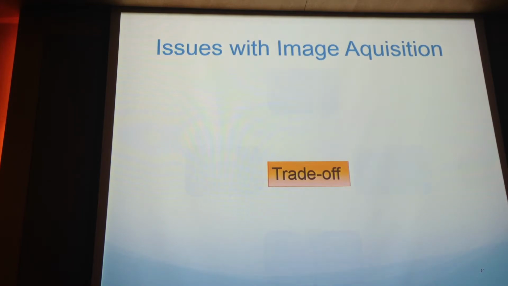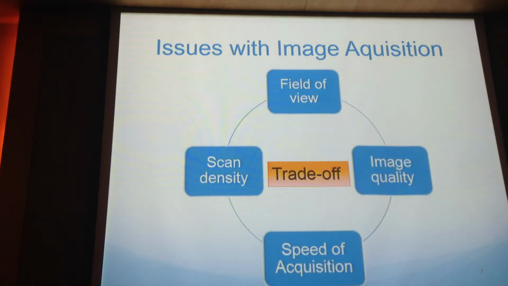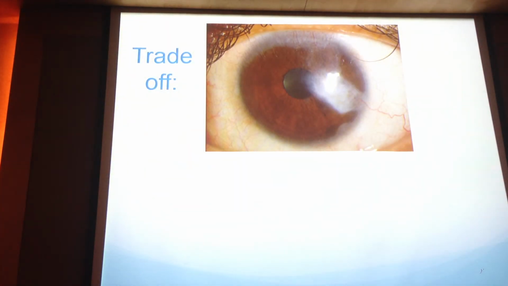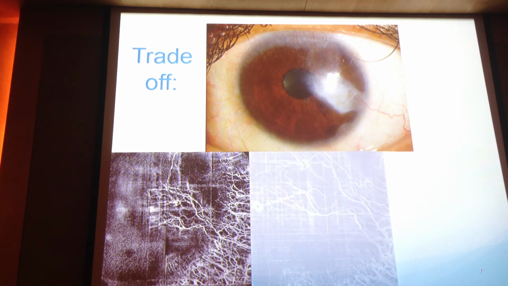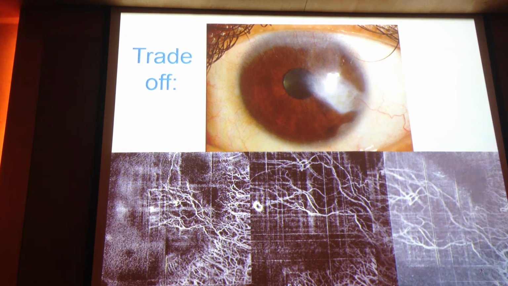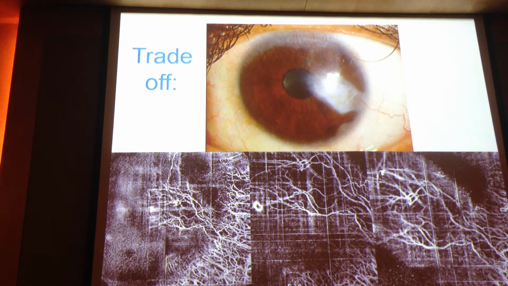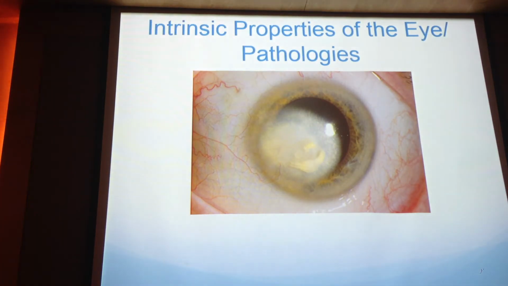So, issues with image acquisition, very quickly: there's a lot of trade-off between the field of view, scan density, image quality, and speed of acquisition. And we all probably understand the difficulty trying to balance that all out. For example, this is a patient with a corneal scar, and as a clinician, I would like to know where the vessels are coming from, so that perhaps I could institute some treatment. And here's a 6x6 scan, which gives you a big picture but not really detailed enough in terms of the vessels, and a 3x3 scan, which gives you a lot more detail on the vessels, but a lot of motion artifacts.